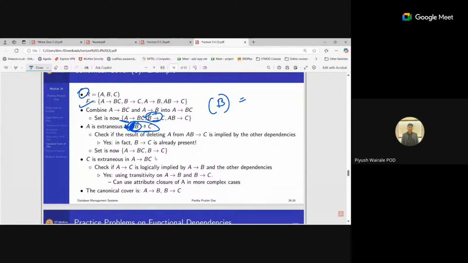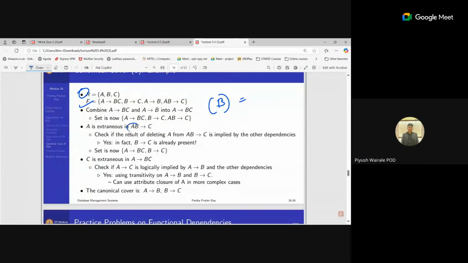Same thing we are doing for the right-hand side. Here we can see this one is there, so we can simply remove that FD. The left-hand side is a little bit complicated. Remove one attribute, take the closure of the remaining one and see whether you are getting the attribute that we removed. Otherwise, if we don't get it, then it is not extraneous. Here, we are saying that one is extraneous.